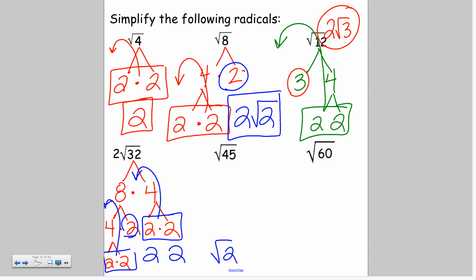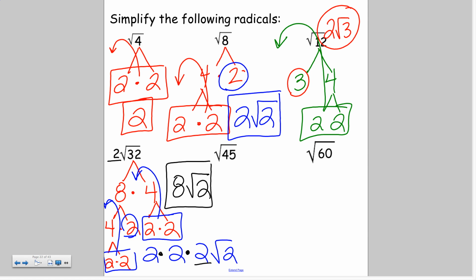So when I bring 2 of them out, and I have a 2 already there. Okay, that's the one that is original in my problem. I'm going to multiply all of this. Anything that comes out gets multiplied. It also gets multiplied to what's already out there. So 2 times 2 times 2 would be 8 root 2.